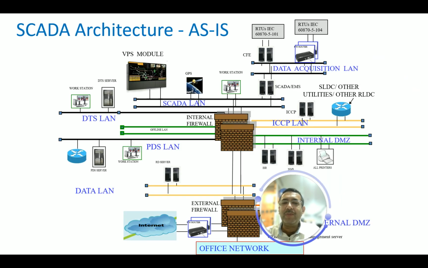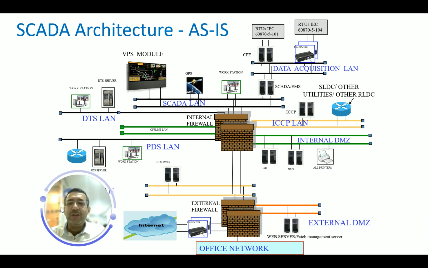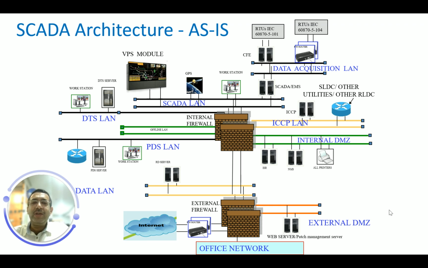Here is a typical customer segment of ours. Intentionally, I have not changed the diagram because this is the as-is diagram. This is one of the energy utility companies. You can see there are multiple RTUs, local SLDCs, and remote RLDCs which are connecting to the main SCADA locations. There are multiple segregations where data acquisition and data transfer are happening.